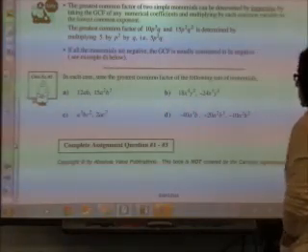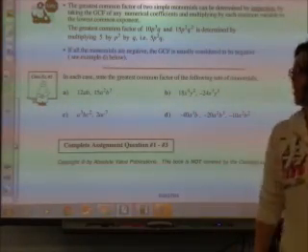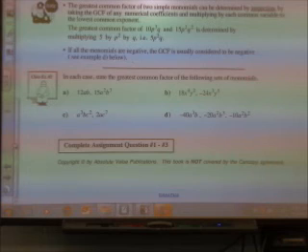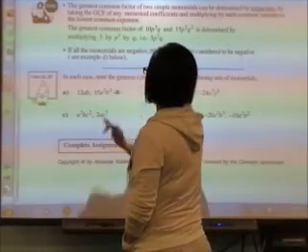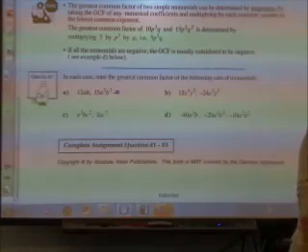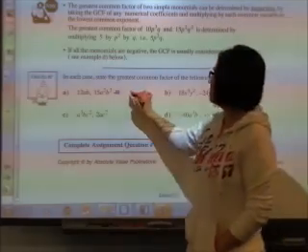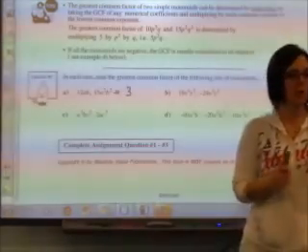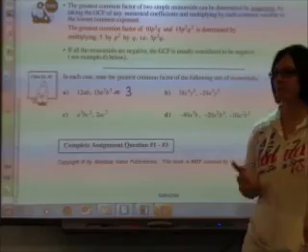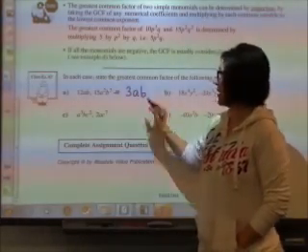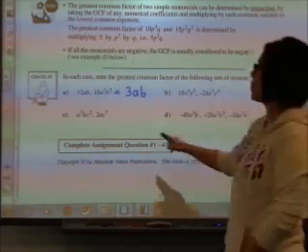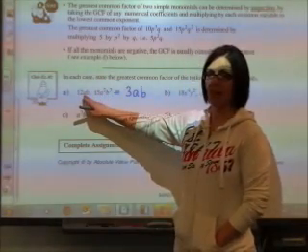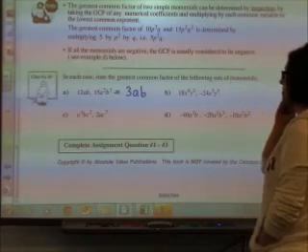So class example number 2. If I look at 12ab and 15a squared b cubed, what is the greatest common factor? So what is the largest number I can divide 12 and 15 by? 3. And then what would be my variables? A, b. And b. And it would be a to the power of 1, because I can't pull 2 a's out of this one. I can't take an a squared out of that one.